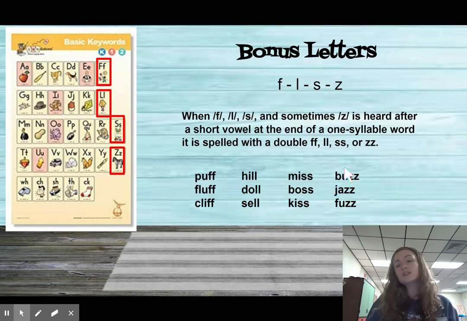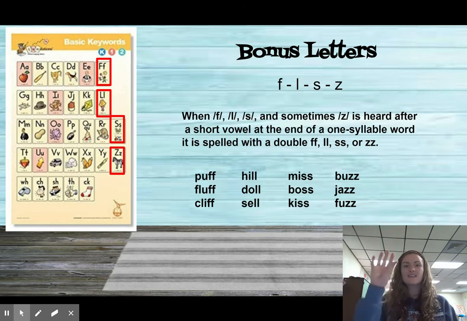Now, sometimes we don't see a lot of words that have a bonus Z, but that bonus Z also comes at the end if it's right after a short vowel sound. So let's do these words together. Our first word is buzz. Buzz. Our next one is jazz. Jazz. And our last one is fuzz.